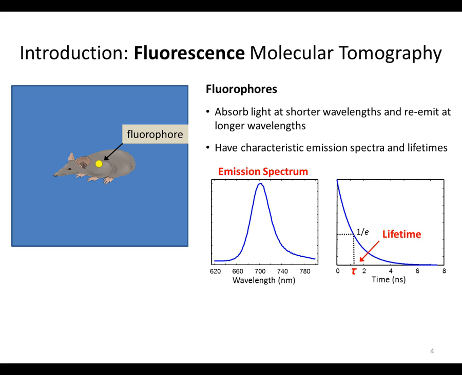The fluorophores that I'm going to talk about here basically are chemical compounds. They absorb light at shorter wavelengths and re-emit it at longer wavelengths. And the important thing to note is that they have a characteristic spectral and temporal response. So they have a signature in wavelength, and they follow this mono-exponential decay pattern in time. And so the lifetime parameter that's used to characterize them is simply how long it takes to go from the peak down to the 1/e point.